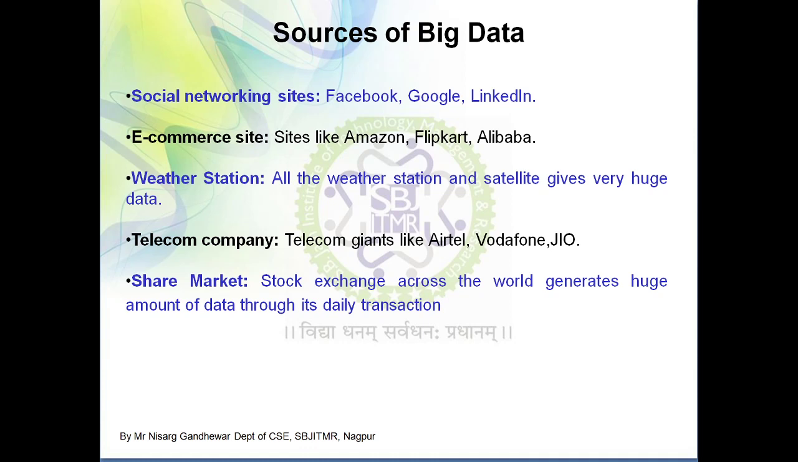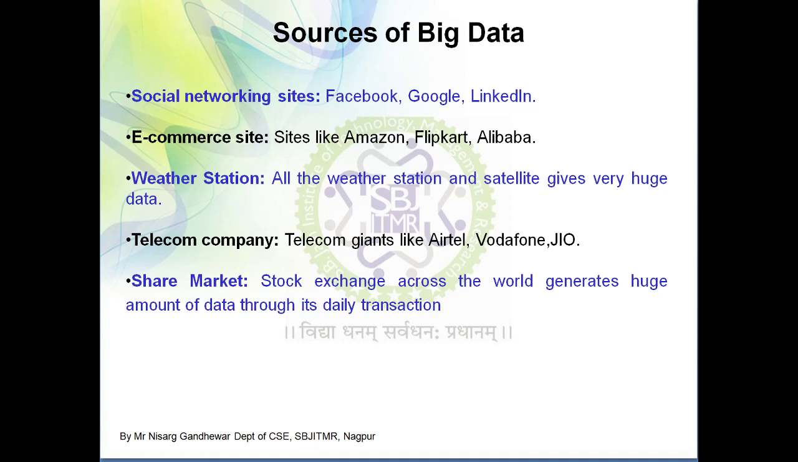The very first one is social networking sites. Social networking is a major source of big data, with sites such as Facebook, Google and LinkedIn. Can you imagine how much data is generated by Facebook? We discussed in the previous lecture that Facebook generates 500 TB of data every day, because Facebook has millions and billions of users, and every day users post videos, share images and make comments, so it generates a huge amount of data.